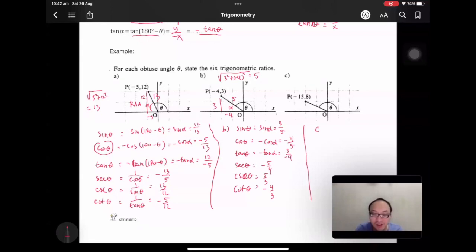And for C, you may try it by yourself for practice.